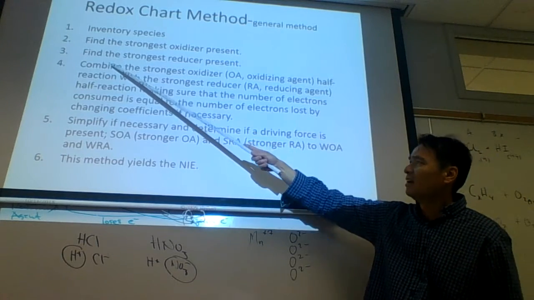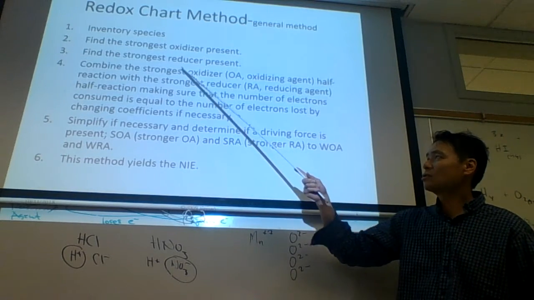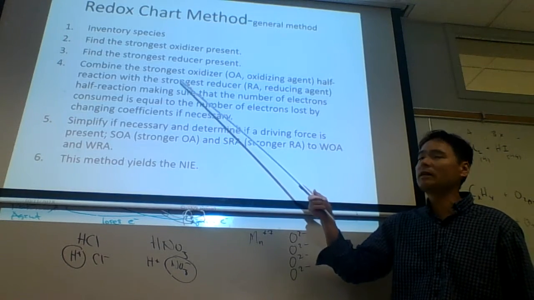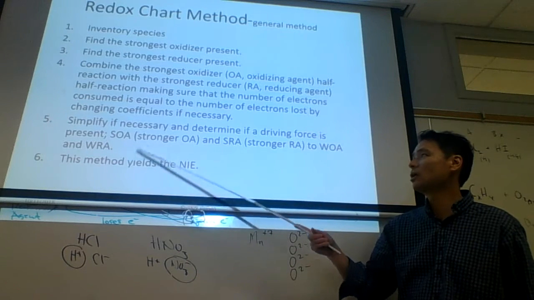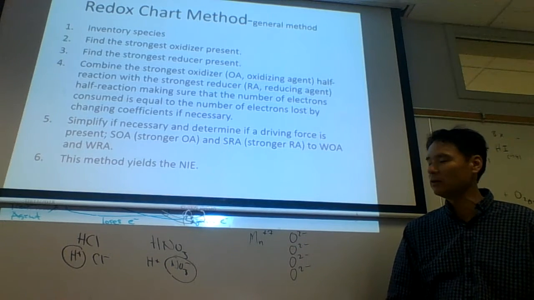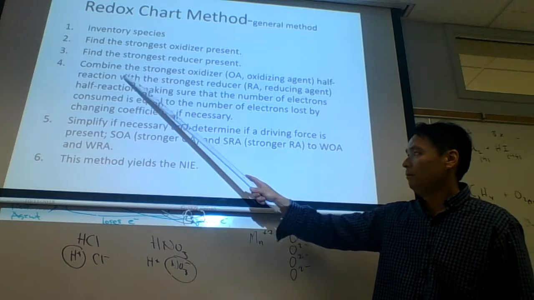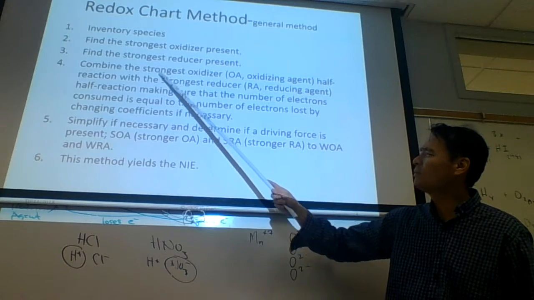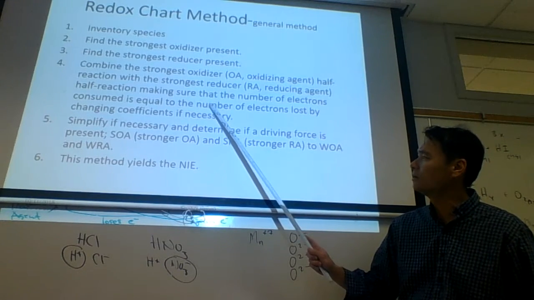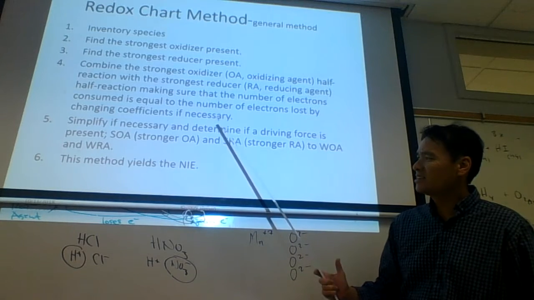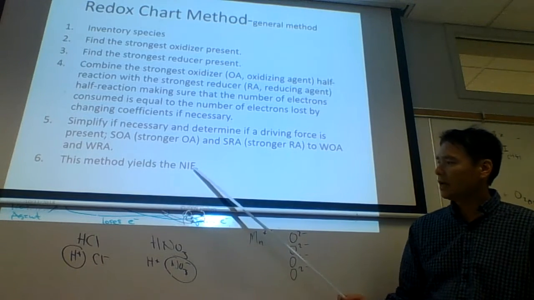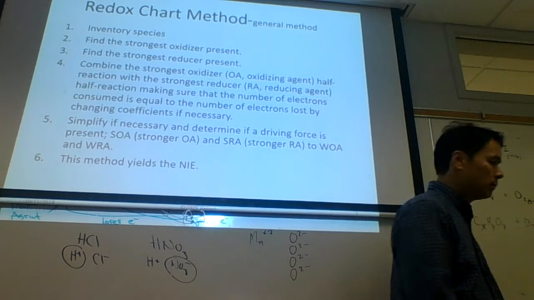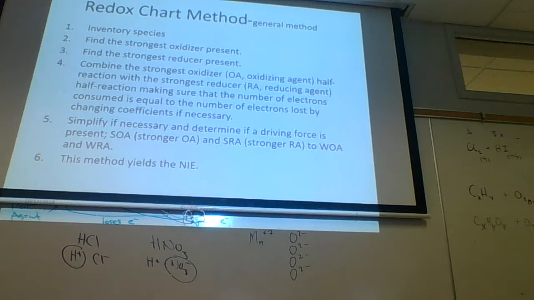But so we don't need to know what makes a strong oxidizer. We don't need to know what makes a strong reducer. We just have to find it on the chart. Finding it on the chart, well, that poses a problem because some people never look at the chart and they see that some things can be both, an oxidizer and a reducer. But anyway, we combine the strongest oxidizer with the strongest reducer, and then essentially it's very similar. This method is going to yield the NIE, net ionic equation, so we don't have to worry about doing the complete, the ionic, and the net ionic.